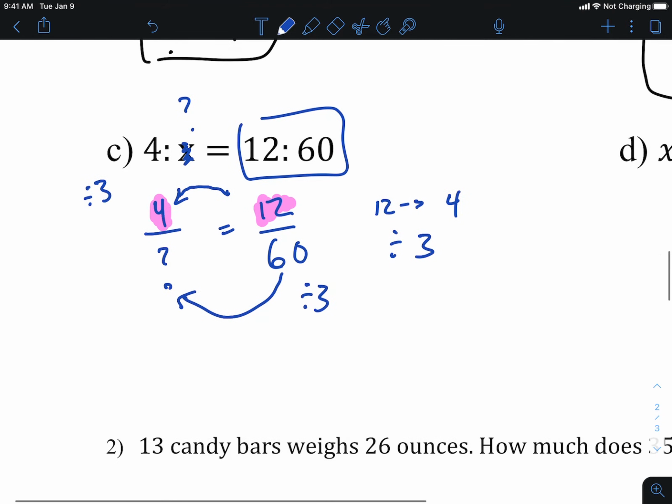You can type this in your calculator, I don't care. 60 divided by 3 should equal a number. That's the question mark. What is it? 20. So the question mark is equal to 20.